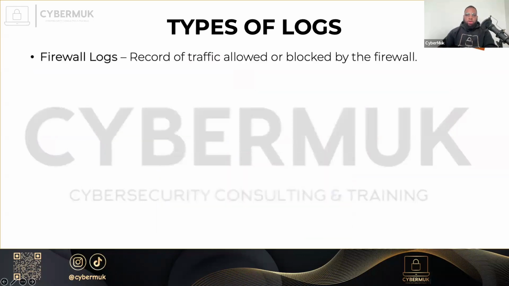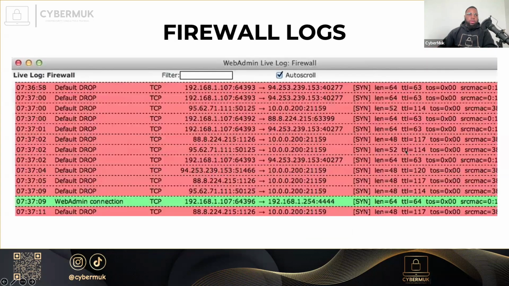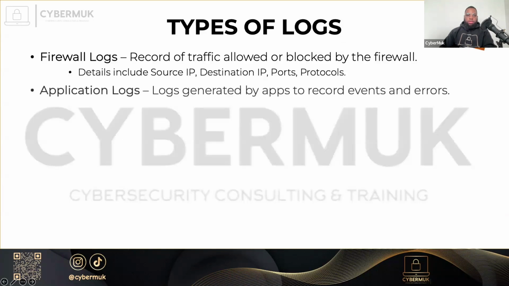First, you have a firewall log. The firewall log records allowed or blocked traffic by a firewall. Details include the source IP address, destination IP address, protocol, port, and content, like the length of the communication, and more. So you have here, for example, a live log from the firewall, default drop communication, which protocol, the source and the port to the destination and the port with the arrow that points, and more information. That's a firewall log.